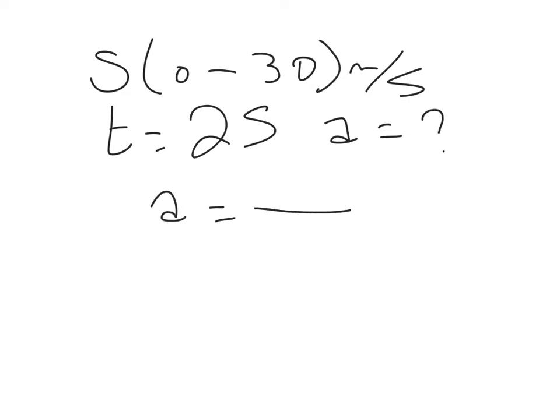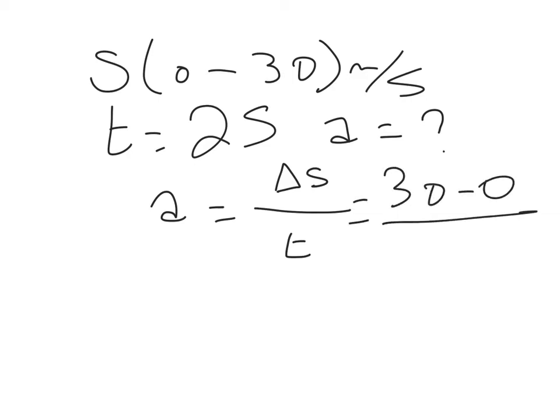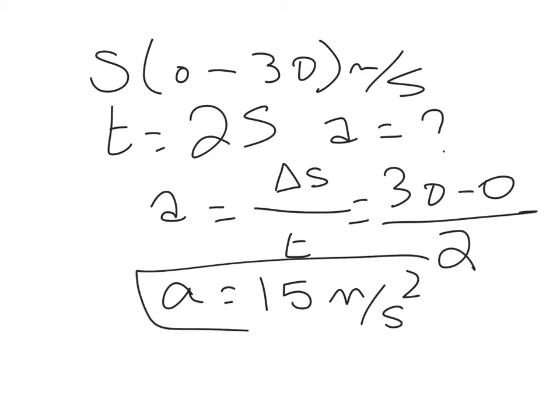Exactly. Thank you. So we say the change in speed over time. So what is the change in speed? 30 minus 0 divided by, what's the time? 2. 30 divided by 2 is? What's the unit? Meters per second squared. And that is your number 3. Okay? How are we doing?